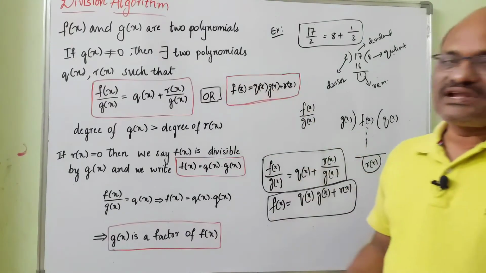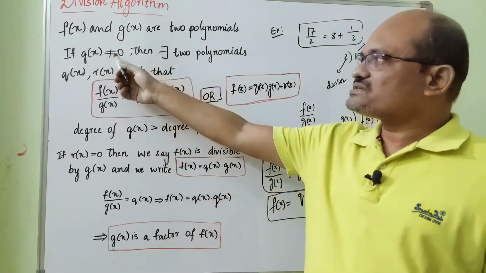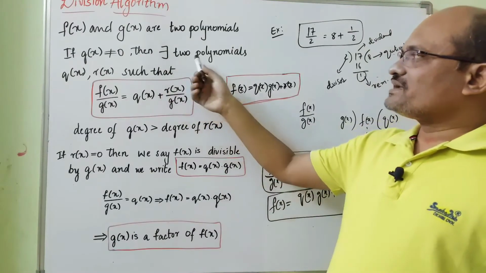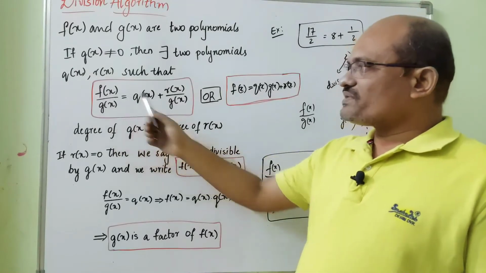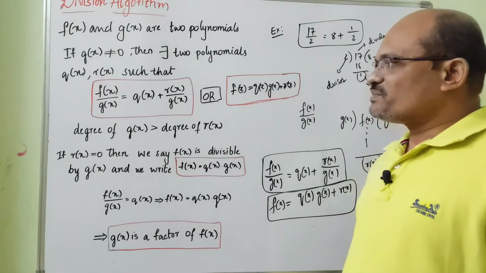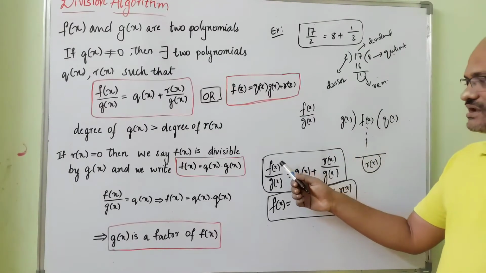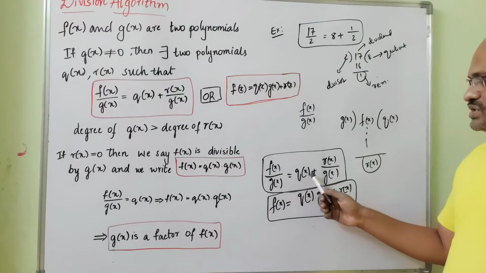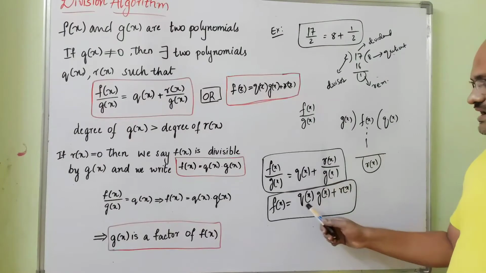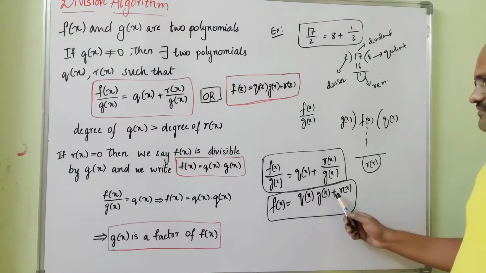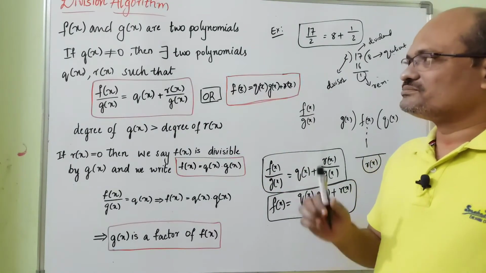So please go through the definition. If f of x and g of x are two polynomials and g of x is not 0, then there exist two polynomials q of x and r of x such that f of x by g of x equals q of x plus r of x by g of x. By the division process, you can write the fraction f of x by g of x as quotient plus remainder by divisor. This is also written as f of x equals q of x into g of x plus r of x. This is called the division algorithm.